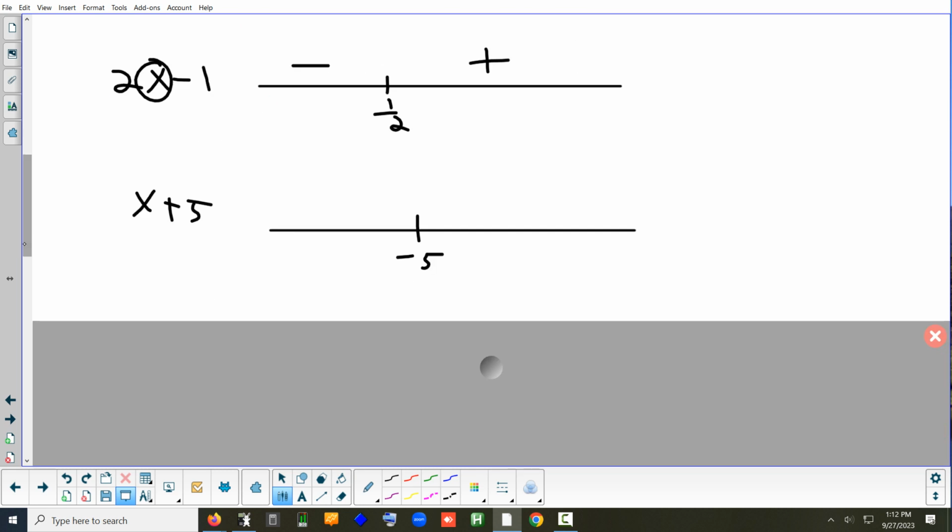Pick a number smaller than -5. Plug it in for x. What would you get? Positive. All right, let's pick a number smaller. Let's pick like -10. If you plug in -10 and you add 5 to it, what kind of number do you get? Oh, sorry, negative. Yeah, you get a negative. And now pick a number bigger than -5. 0. Yeah, you get a positive. Okay, so there's the sign patterns for each factor.